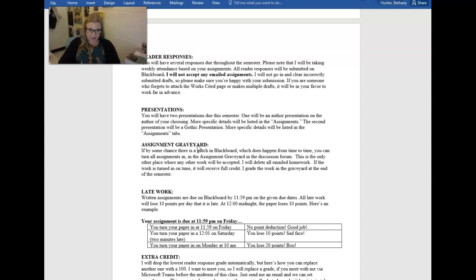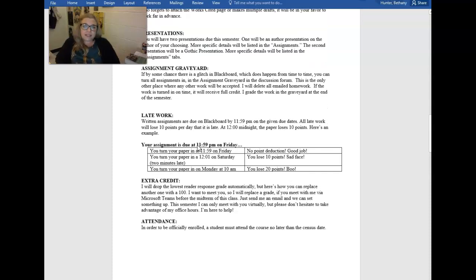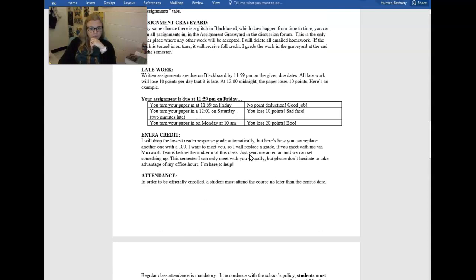Okay, so my late work policy, here you go. For any assignment, it's 10 points per day the assignment is late. I made this little graphic for you. You turn your paper in at 11:59 on Friday, which is its due date. No point deduction. Woo! Good job. You turn your paper in 2 minutes late. Wah, wah. You lose 10 points, sad face. You turn your paper in on Monday. That's 3 days late, so you lose 30 points. Keep that in mind. I usually do it by midnight. So at 12:01 on Saturday, it's going to be late. At 12:01 on Sunday, it's going to be 2 days late. Does that make sense?